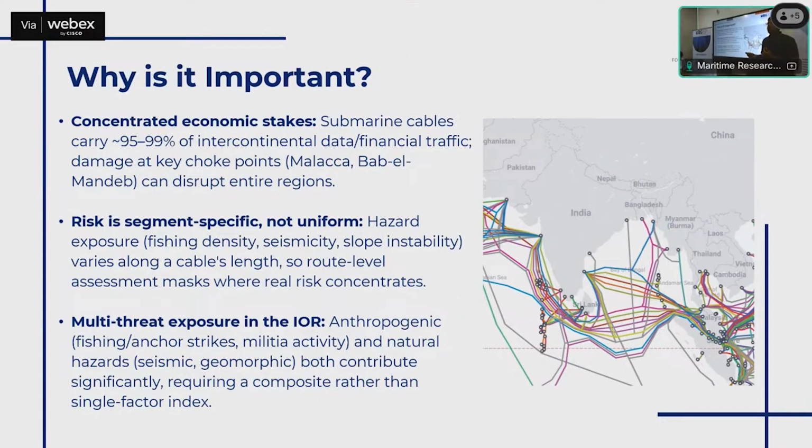Also, another important factor which we generally fail to take into account is that a cable is not a single line. It is basically various segments which are put together to make an entire cable. Each and every segment has a different sort of threat which actually affects it. In this project, I'm focusing on three major threats, namely the anthropogenic threats, the seismic threats, and the bathymetry ones.